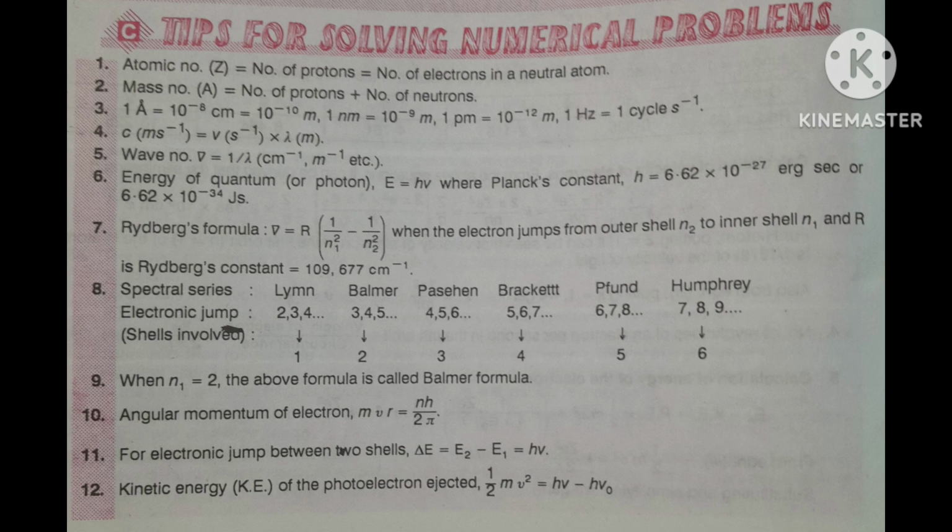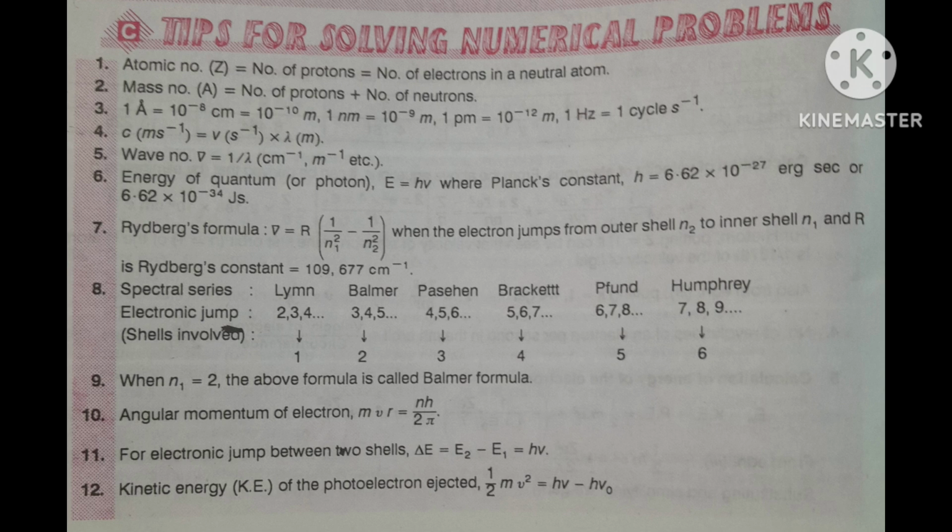Atomic number, which is represented by Z, is equal to the number of protons, that is equal to the number of electrons in a neutral atom. This is the first point. Second, mass number, represented by capital A. Mass number is equal to number of protons plus number of neutrons.